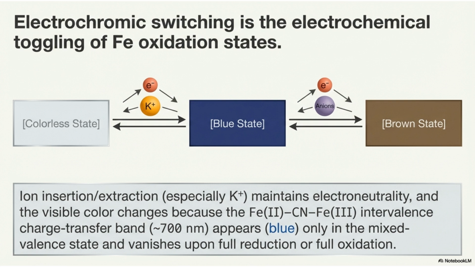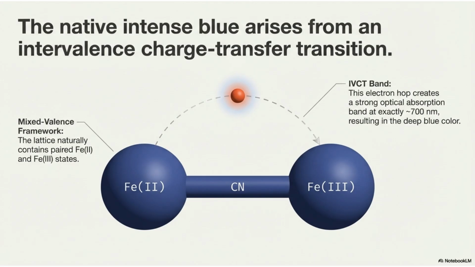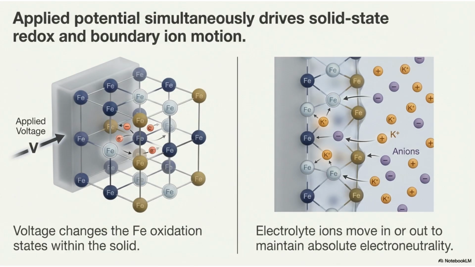Ion insertion or extraction, such as with K+, maintains electroneutrality. The intense native blue color comes from an intervalence charge transfer transition. This electron hop creates a strong optical absorption band at 700 nanometers, characteristic of the mixed valence framework. Applied potential simultaneously drives solid-state redox reactions and boundary ion motion.